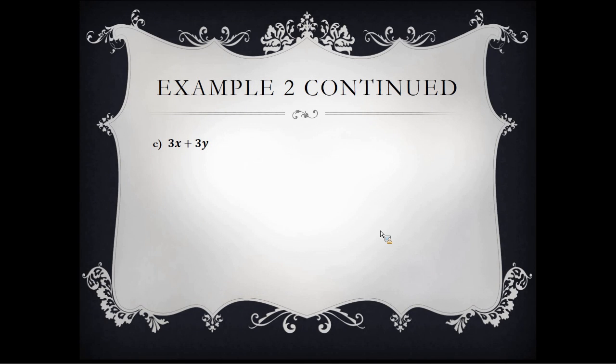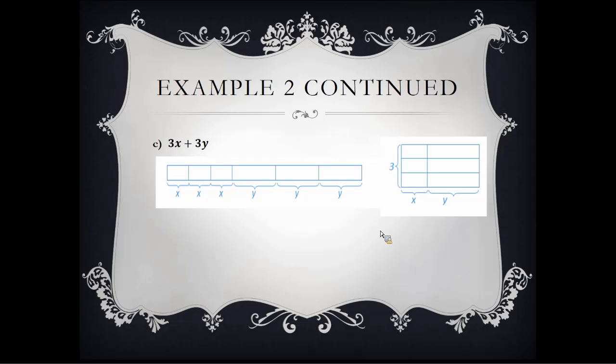Example 2 continued. Part C, we have 3x plus 3y, adding the products together. So 3 x's next to each other, 3 y's next to each other. Here's another way that we could look at this. We could stack them. So instead of the x's being side by side, we could have the x's on top. So 3 times x and 3 times y.